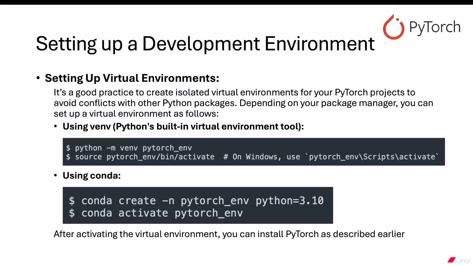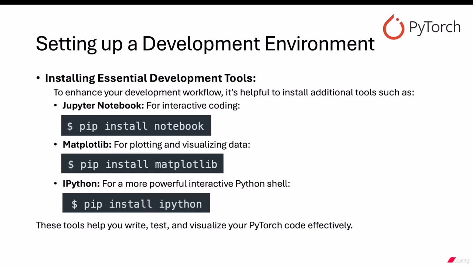Now using conda, you can say conda create -n pytorch_env python=3.10, which is the version. Then conda activate pytorch_env. After activating the virtual environment, you can install PyTorch as described earlier.